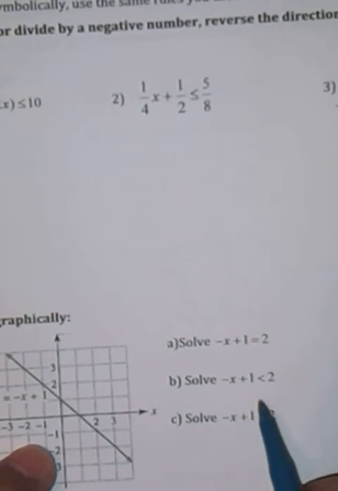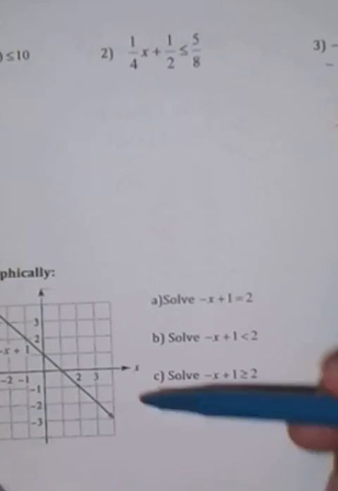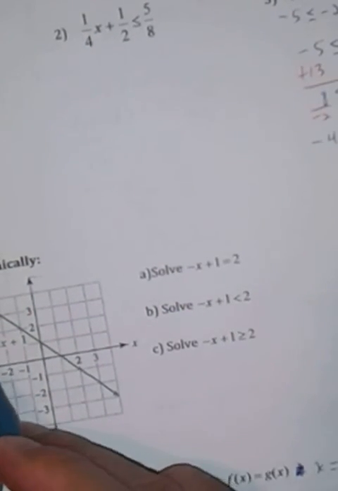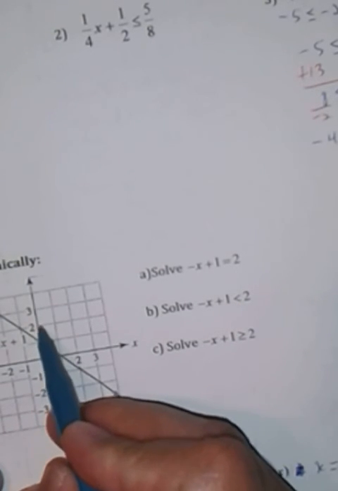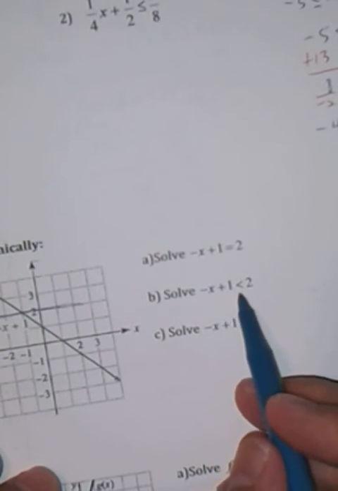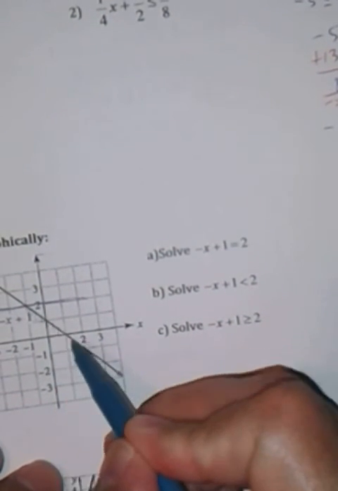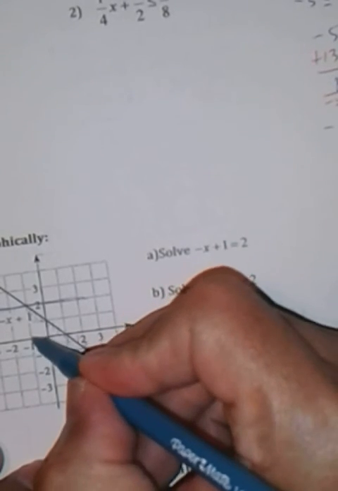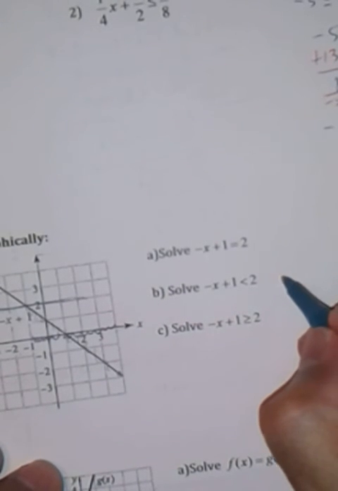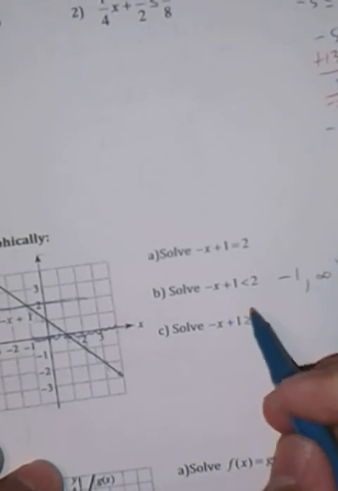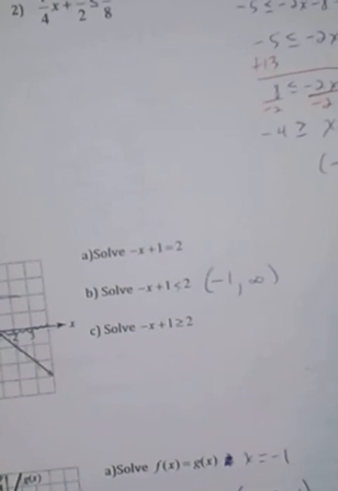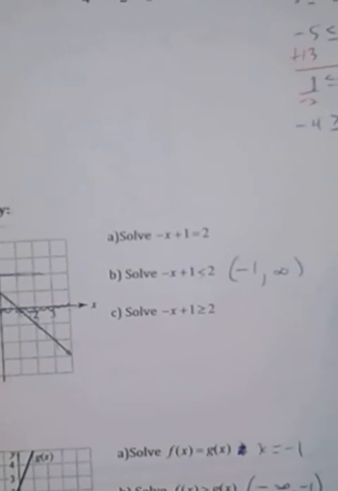Let's do one of these. Negative x plus 1 is less than 2. So we check to see here's negative x plus 1. And because negative x plus 1 is a value of y, then we're checking to see where's y equals 2. Here it is right there. Y equals 2 all along there. So where's negative x plus 1 less than 2 means where does it fall below 2? Right there. Okay. So all those values of x. So from negative 1 to positive infinity. And because it's not equal to, it only says less than, then we would not include negative 1. Notice if it had an equals, then we would include that endpoint.